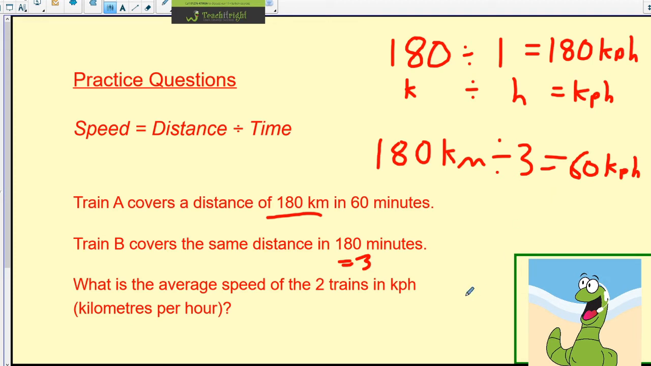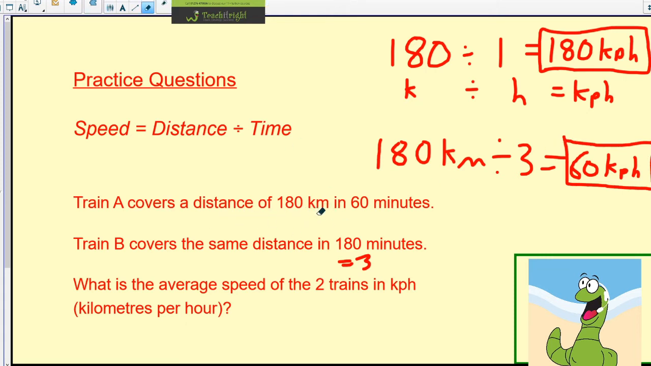Oh, well, I was already working that out. So the average speed, or the speed, will be in 1 hour, he did 180 kilometers per hour, and this one did 60 kilometers per hour. And if you think about what you've just said, train A, we know it goes 180 kilometers, and we know it does that in an hour. So to say it goes 180 kilometers per hour makes sense, because in 1 hour it did go that far.